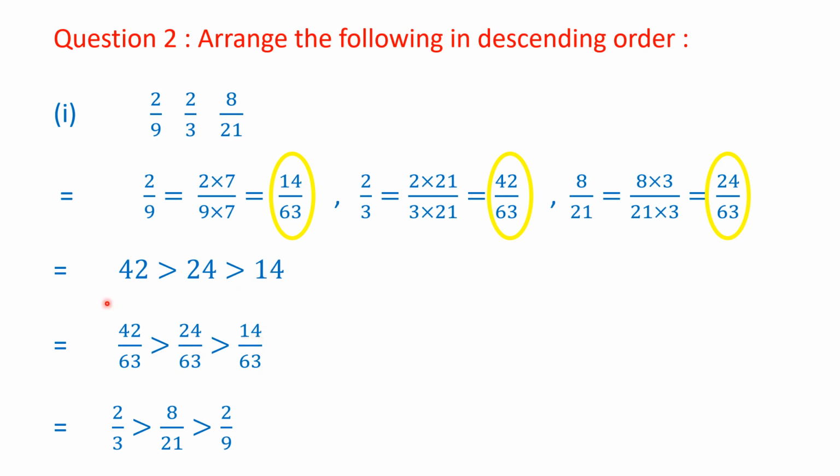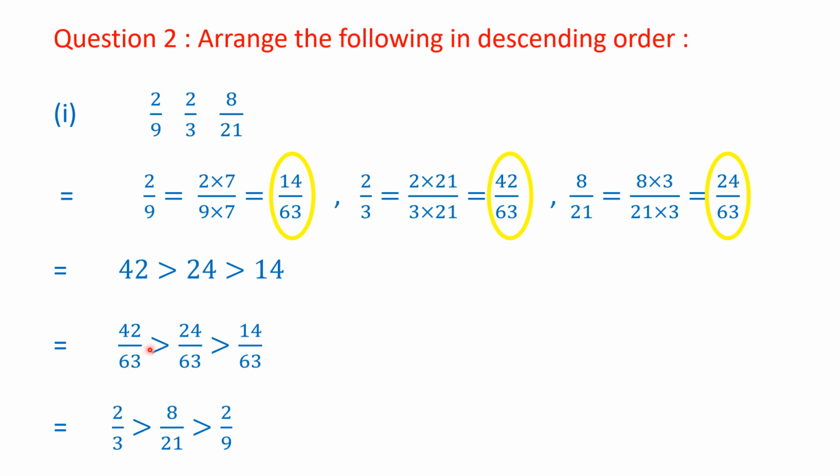So you can see that this is the order of the fractions. Instead of 42 by 63 I can write 2 by 3. 42 by 63 is 2 by 3 itself, you can see that, right? Instead of this I can write 8 by 21. And instead of this I can write 2 by 9, right? Because 2 by 9, 2 by 3 and 8 by 21 are the real fractions. So you convert it back and you write it.